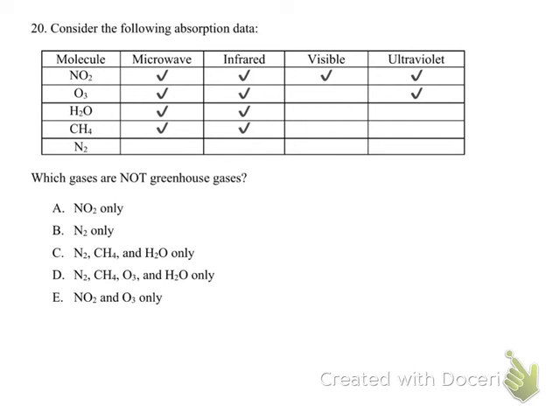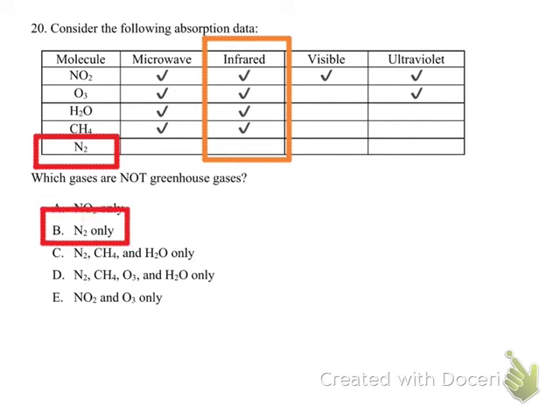This question gives us a big table of absorption data and asks us to figure out which ones are not greenhouse gases. So remember, what makes something a greenhouse gas is the ability to interact with and absorb infrared light. So anything that absorbs infrared is a greenhouse gas, which means NO2, O3, H2O, and CH4 are greenhouse gases. Which one of these is not like the other? That is N2. So N2 is the only one here that is not a greenhouse gas.